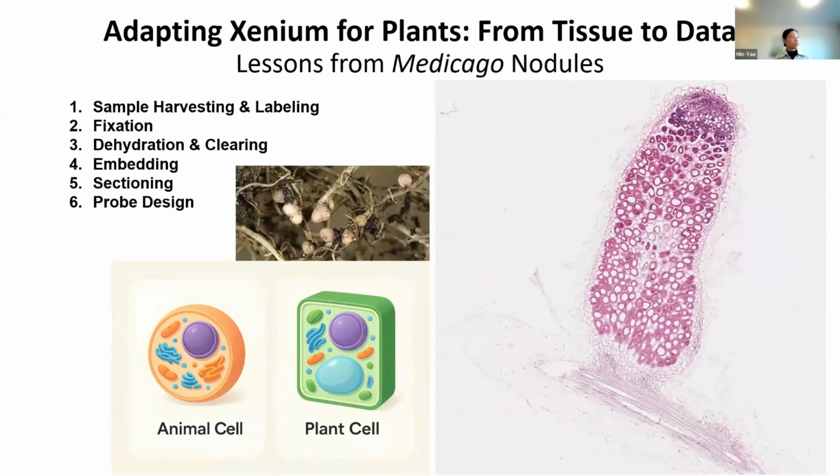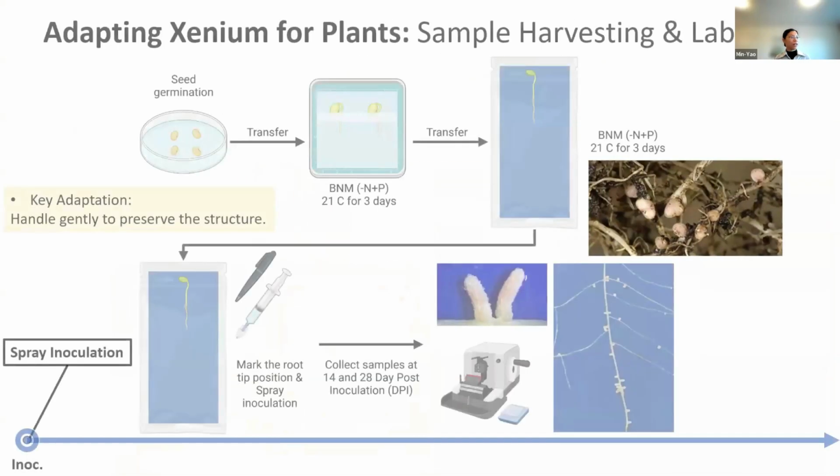So the first thing to consider is that, different from animal cells, plants have this rigid cell wall structure. And as you can see on the right-hand side over here, this is a Medicago nodule. And the plant cell wall, you can imagine, is also not a very homogeneous structure. Different cell wall types can have different textures, so those can also introduce some challenges.